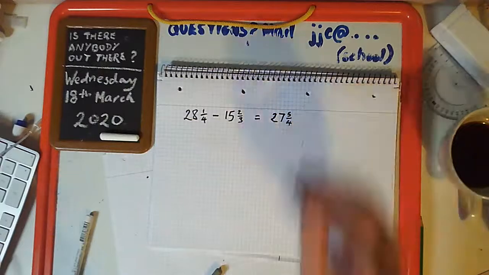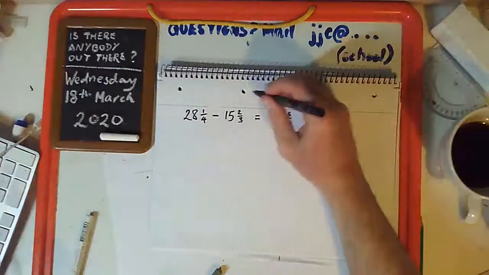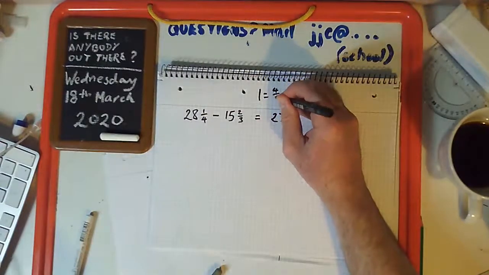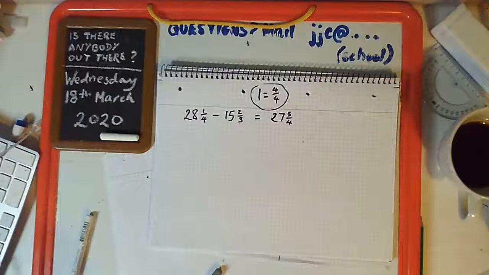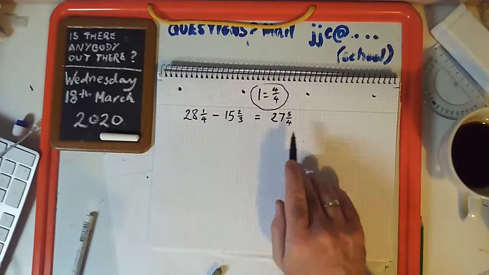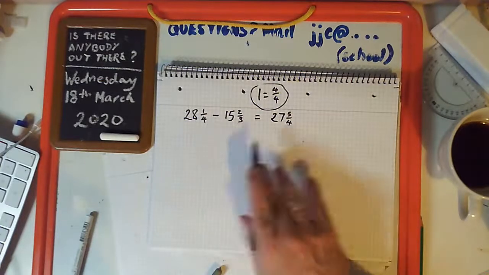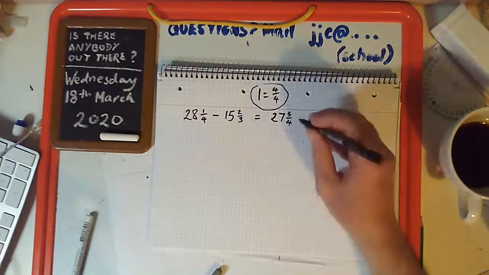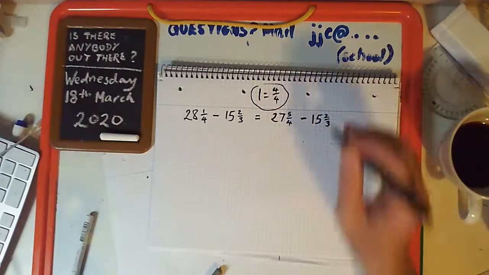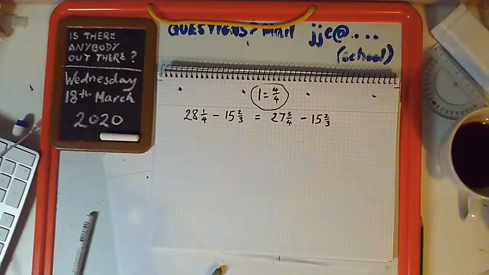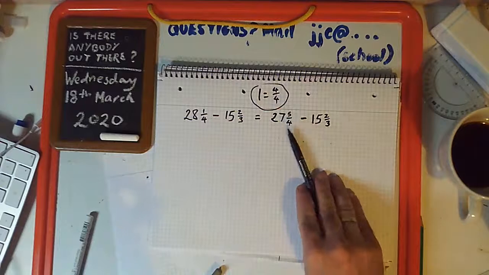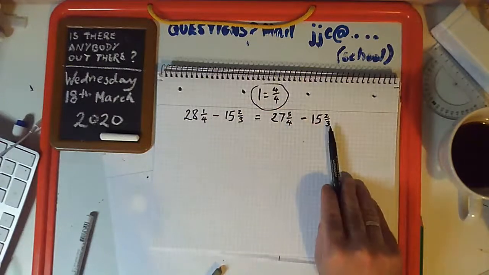And 5 quarters. So I've taken 1 out of the 27 and I've turned it into 4 quarters, so that 28 and a quarter is the same as 27 and 5 quarters. So I've got 27 and 5 quarters, as I'm going to write it, minus 15 and 2/3. And the reason for doing that is that it's made the fraction bit bigger now, so that the fraction I'm starting with is bigger than the fraction I'm going to take away.